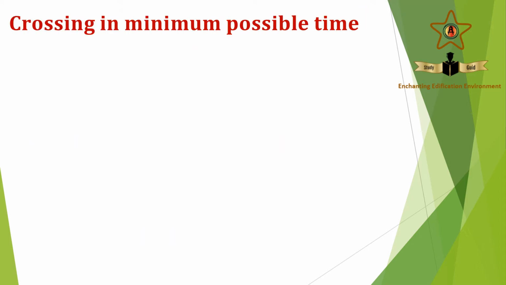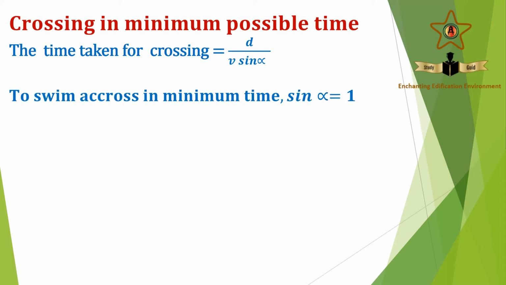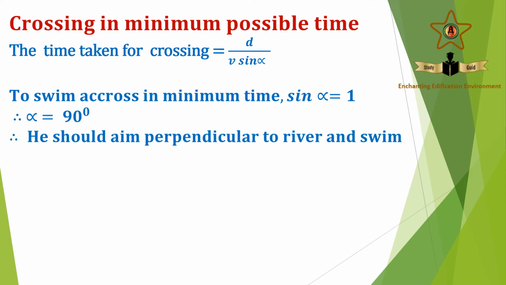Now, crossing in minimum possible time. The time taken for crossing is d over v sin alpha. So, to get the minimum time, sin alpha has to be maximized. That is, sin alpha is equal to 1. So, alpha is 90. He should aim perpendicular to the river and swim. Then only can he cross in the minimum possible time. So the minimum possible time is d over v.